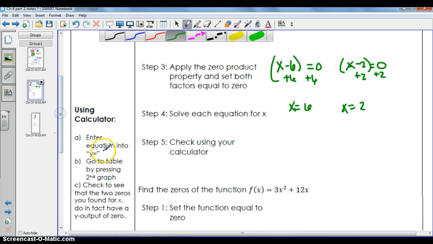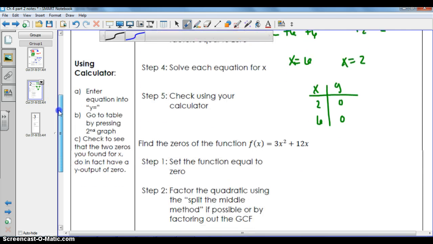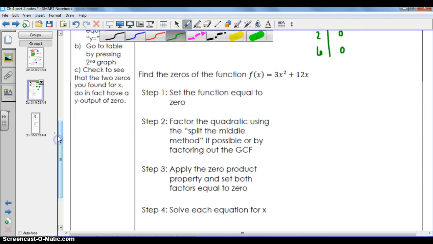Remember how we plugged that into the y equals and we hit second graph and we looked at the table of values? And then we would look to see when our y value was 0, and we'd have 2 over here, and 6 would give you an output of 0 as well. And so we could check using the calculator. But you can't always rely on that calculator because you do need to know how to factor, because that is this method for this lesson, being able to solve by factoring.